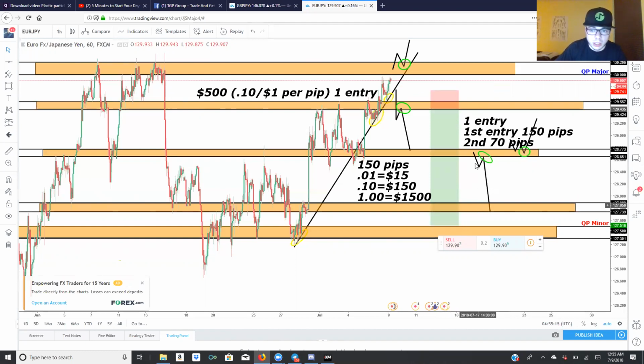Your next one is held for 70 pips, and this one was a total of 150. Now what did you pay? You caught $150 on one trade, 70 bucks on another trade, and you never were negative in your account.